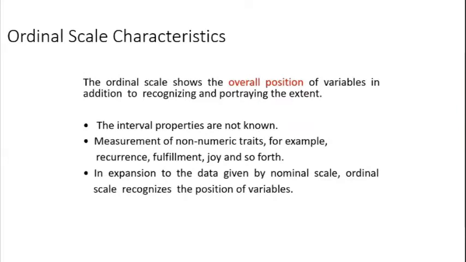So the ordinal scale shows the overall position of variables in addition to recognizing and portraying the extent. The interval properties here are not known measurements of non-numeric traits. For example, recurrence, fulfillment, joy, and so forth. In expansion to the data given by the nominal scale, ordinal scale recognizes the position of the variables.